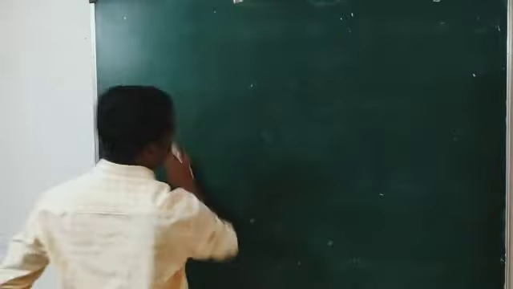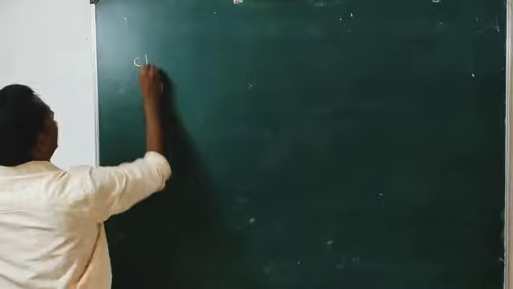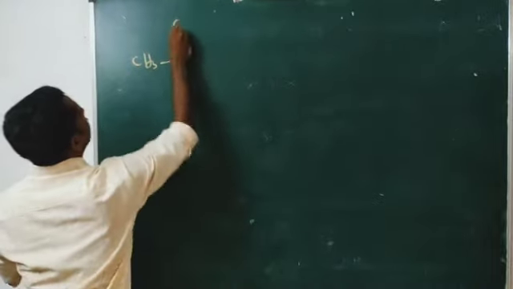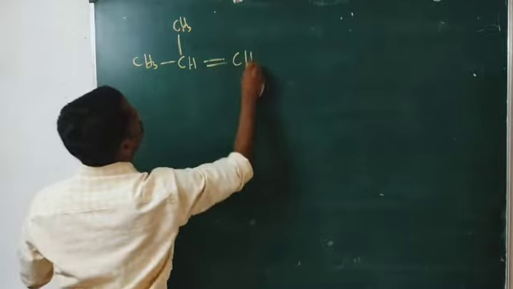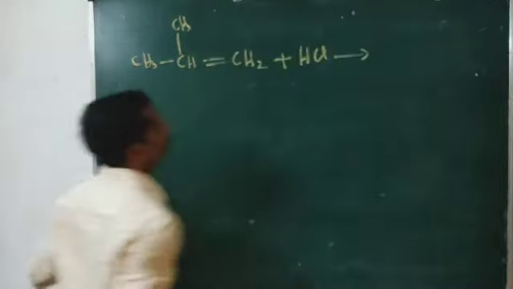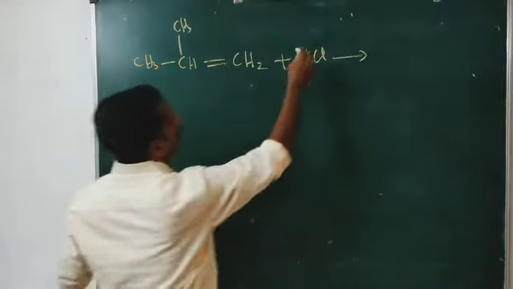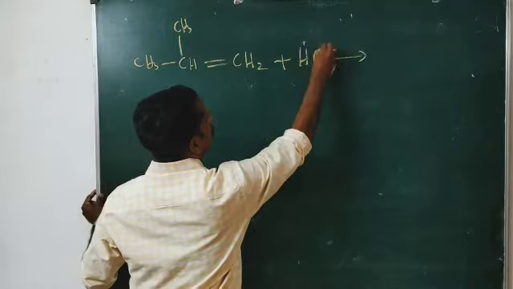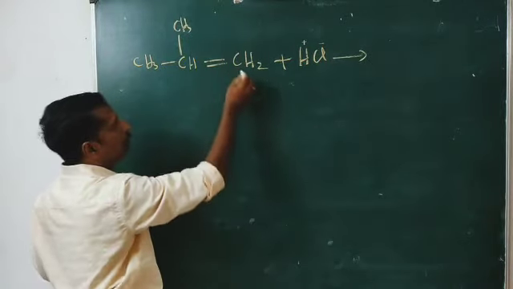One more example for Markovnikov's rule. Let us take CH3 CH double bond CH2 plus HCl. Now in this case, you can see that this is positive and this one is negative. This is an unsymmetrical alkene. According to Markovnikov's rule, what will happen?